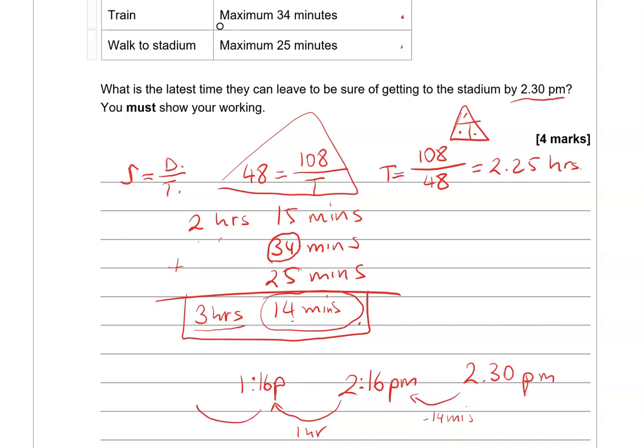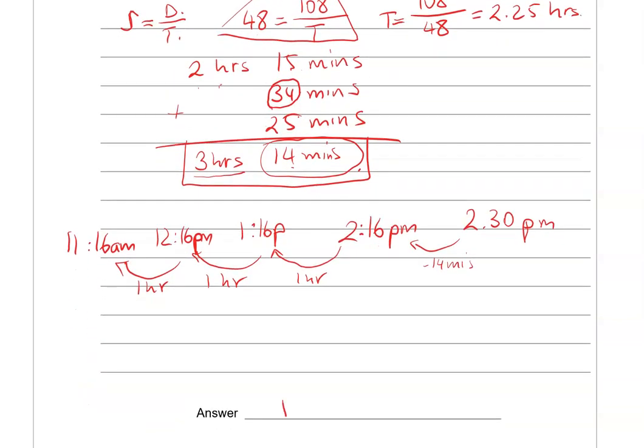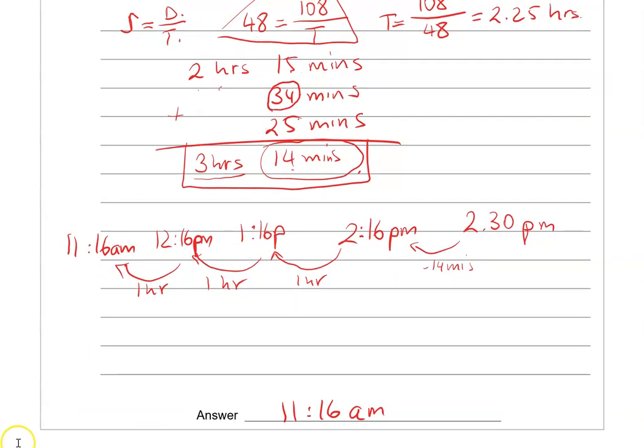p.m. Another hour, that makes it 12:16 p.m. and 1 more hour, that makes it 11:16 a.m. So 11:16 a.m. is the final answer.